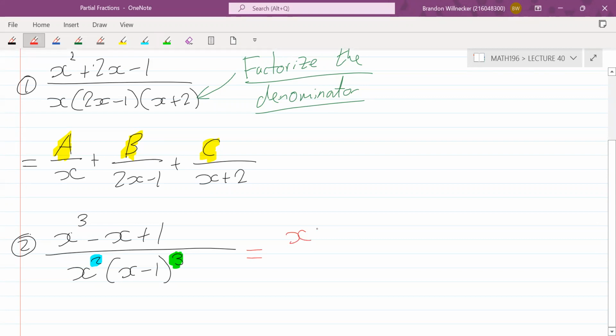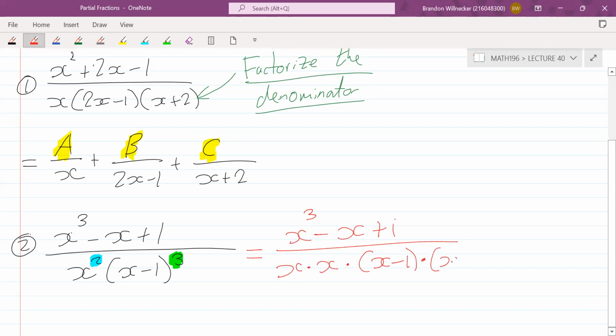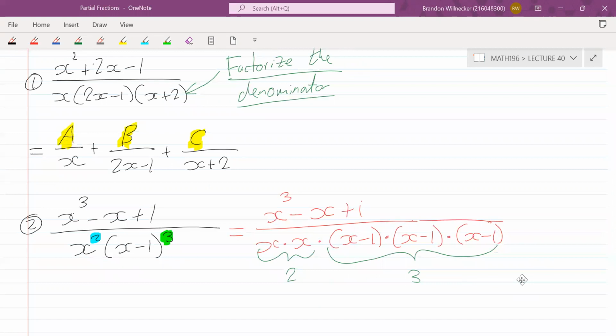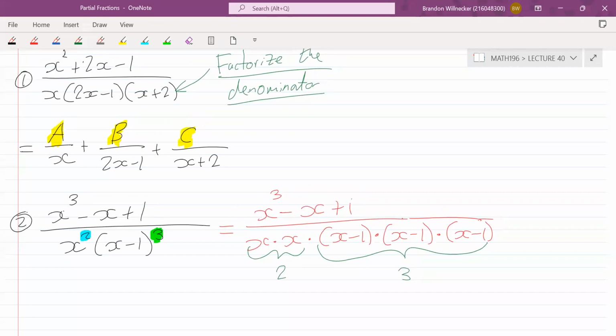Just to illustrate that, let's write it out: x cubed minus x plus 1 over x times x times x minus 1 times x minus 1 times x minus 1. You see that the first one is repeated 2 times, and the second one is repeated 3 times. We can see that in the exponents. Now, if that's the case, then we need to write one of these fraction terms for each power of the term.